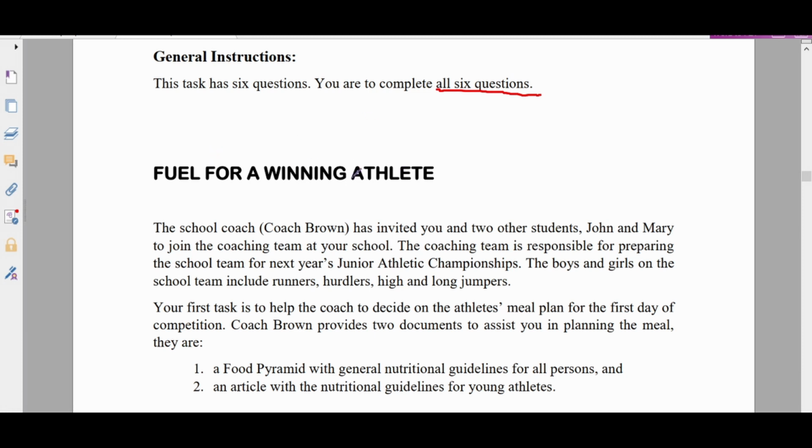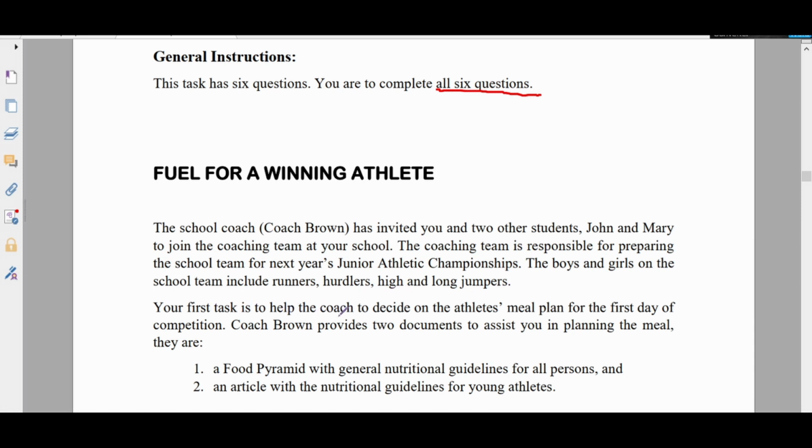Fuel for a winning athlete. The school coach, Coach Brown, has invited you and 2 other students, John and Mary, to join the coaching team at your school. The coaching team is responsible for preparing the school team for the next year's Junior Athletic Championships. The boys and girls on the school team include runners, hurdlers, high and long jumpers.